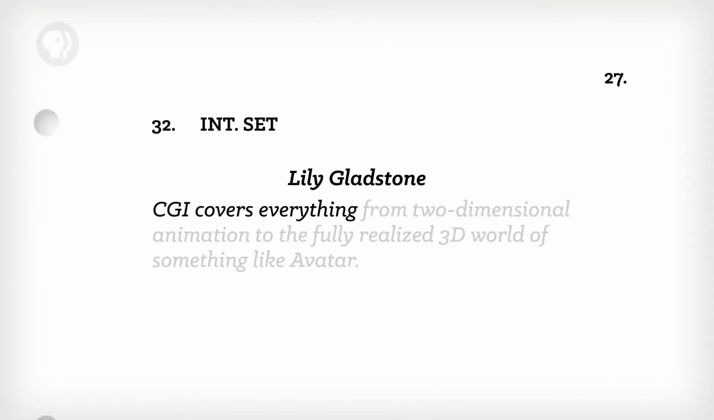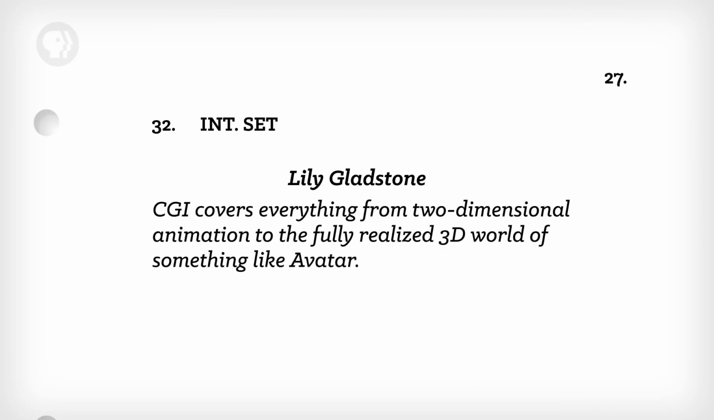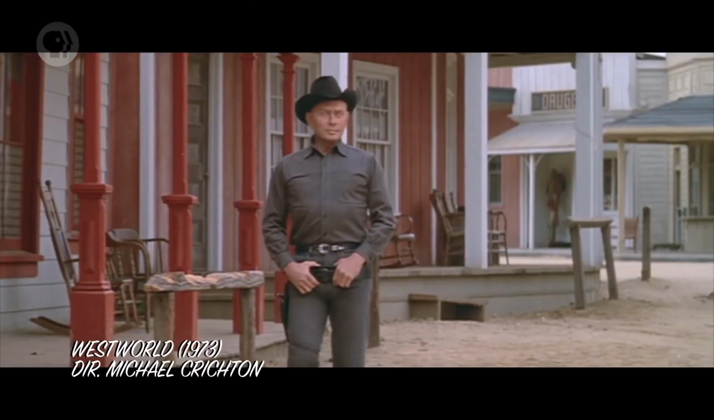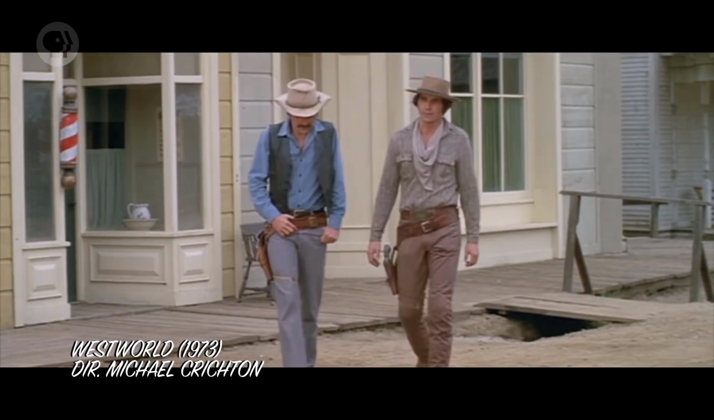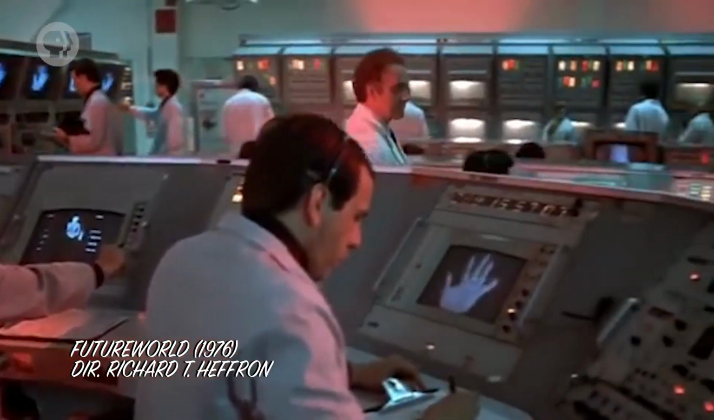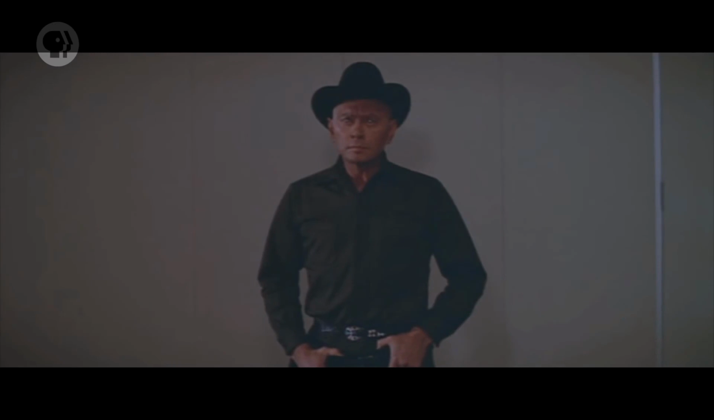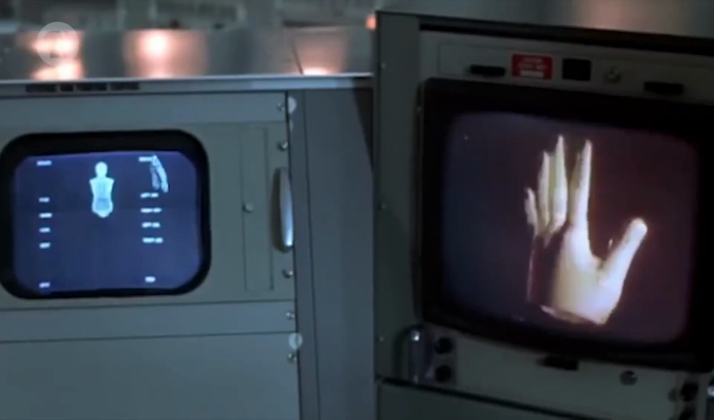CGI covers everything from two-dimensional animation to the fully realized 3D world of something like Avatar. Basic rule of thumb is if the effect is made on a computer, it's some sort of CGI. The first mainstream feature film to use CGI was the original Westworld, directed by Michael Crichton in 1973, and its sequel, Future World, in 1976. The effects themselves were quite simple: a robot's vision of our world, a 3D rendering of a spinning hand, but they actually represented an enormous step forward in the art and craft of special effects.